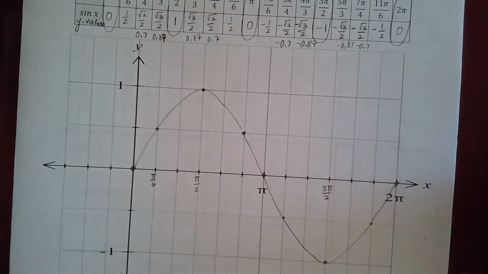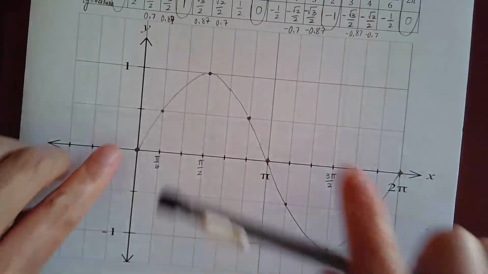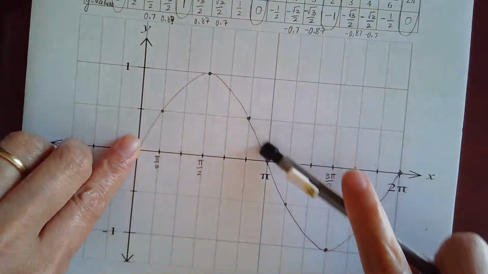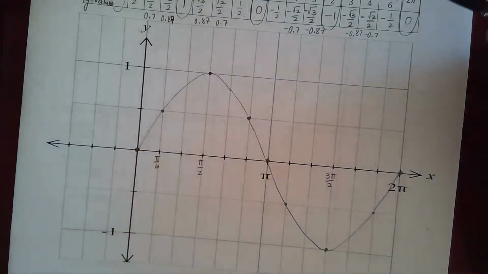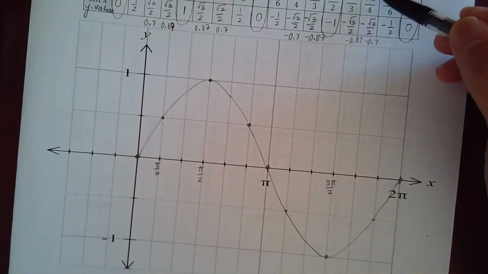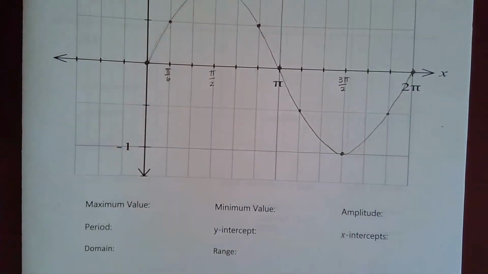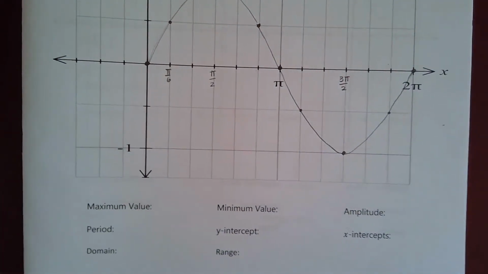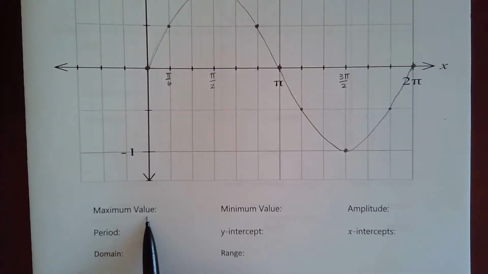Okay, so that's basically what the graph looks like. Okay, it's a smooth curve and it reaches its maximum and it falls back down. It will repeat over and over again, but in our case, we're only doing from 0 to 2 pi. So now what we're going to do is we're going to write down some characteristics of this particular graph.